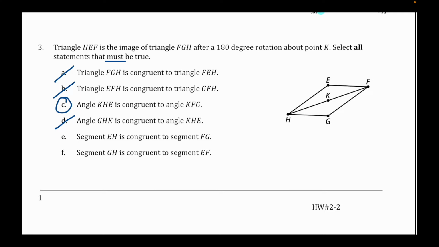Segment EH is congruent to segment FG. So we have EH and FG, and that is true. We're going to have the opposite sides congruent. Segment GH is congruent to segment EF, that is also true. So your correct answers are C, E, and F on this question.